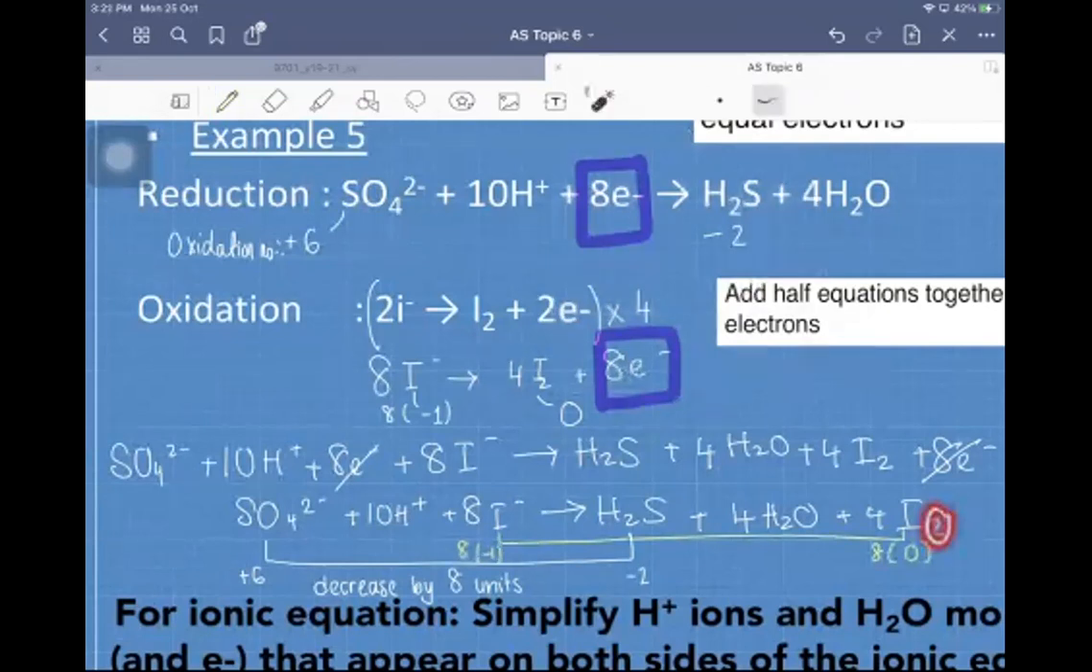Can you see that the increase is from -8 to 0, an increase by 8 units? So this is what a redox reaction is. The increase or decrease must be followed by the same unit, the same number. Okay, please copy that down.